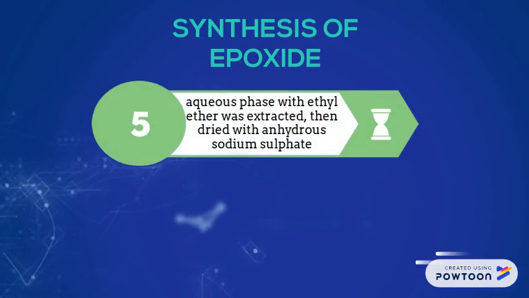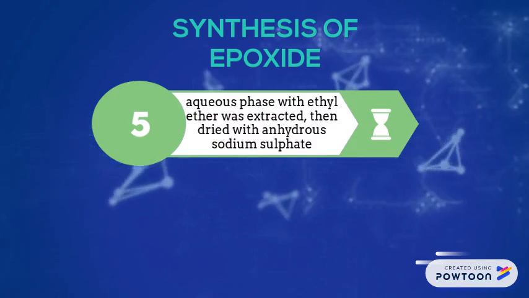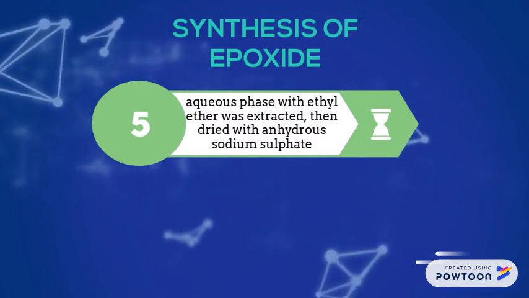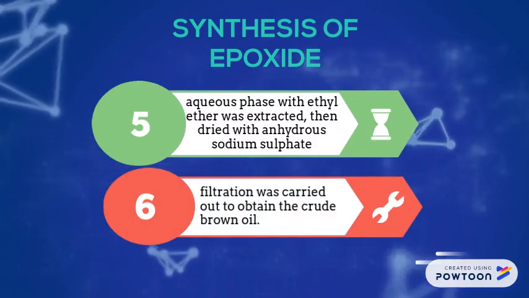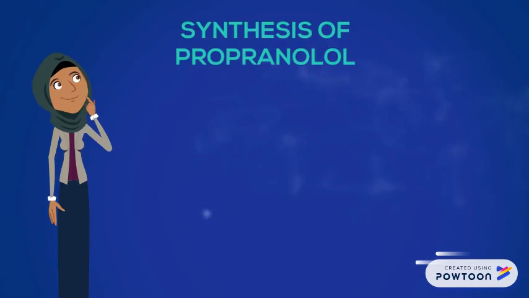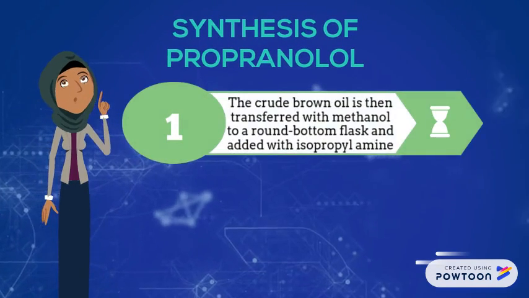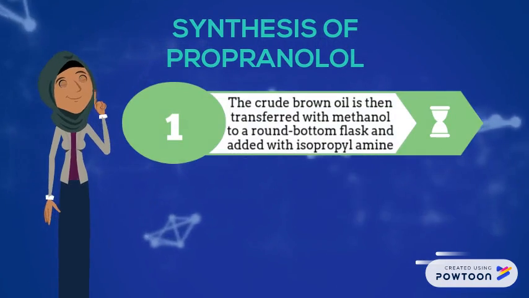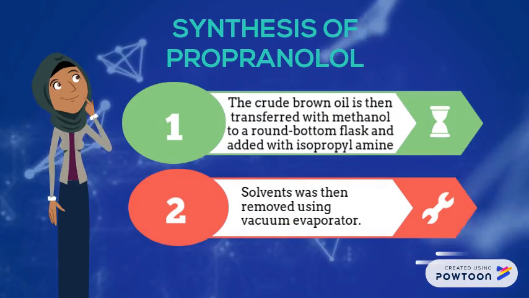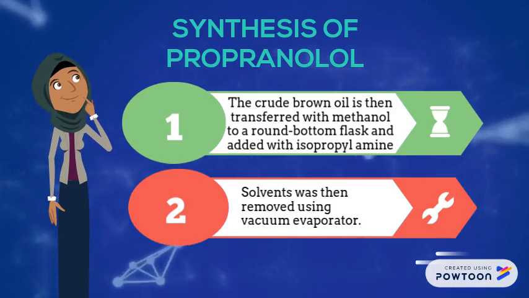The aqueous phase was extracted with ethyl ether, which was then dried with anhydrous sodium sulfate. Filtration was carried out to obtain the crude brown oil. The crude brown oil is then transferred with methanol to a round bottom flask and added with isopropylamine. Solvents were then removed using vacuum evaporator.